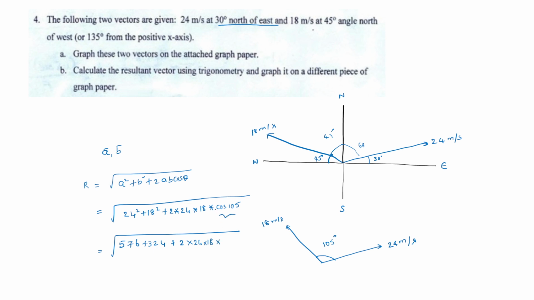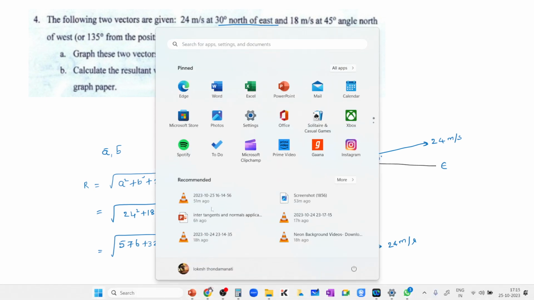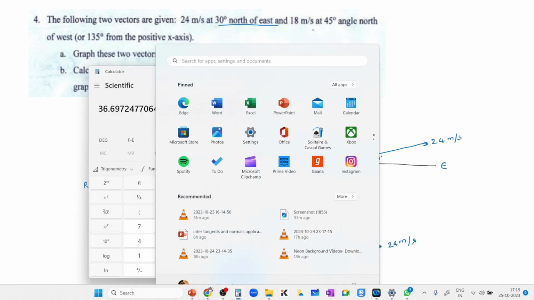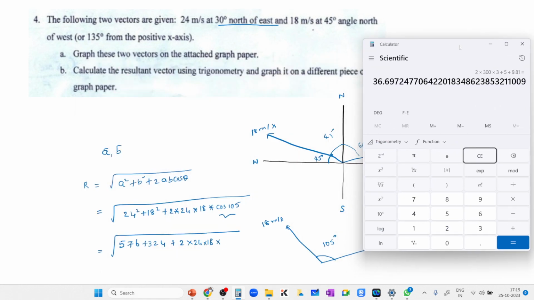I can take the help of a calculator, so no need to worry. Normally it would be sine 15, so root 3 minus 1 by 2 root 2, but let me take the help of the calculator to get it more approximately. So 576 plus 324 plus, in the bracket, 2 times 24 times 18 times cos 105.